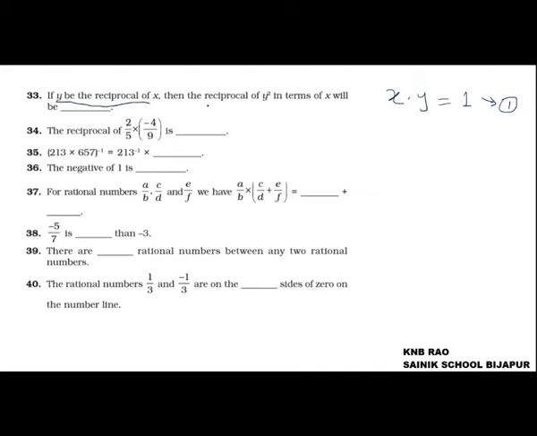Now he is asking the reciprocal of y square. If you want to find the reciprocal of y square, then y square into something should give 1. Then only this question mark can be said to be the reciprocal of y square. Now when y square is multiplied by whom does it give 1? This is the question.